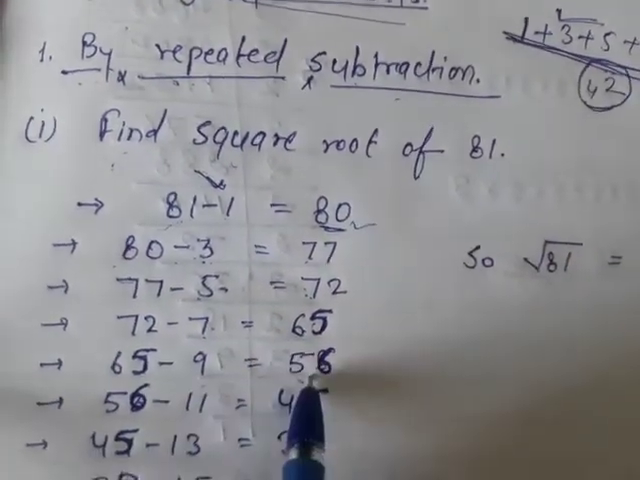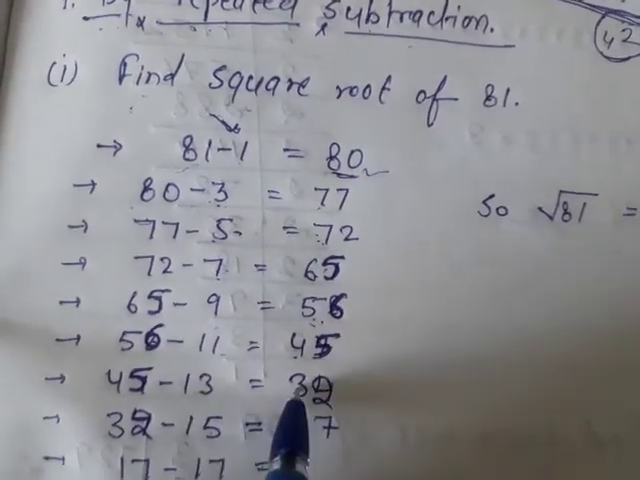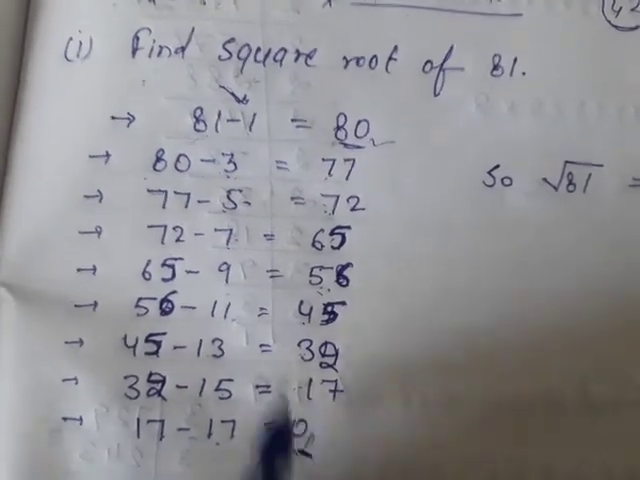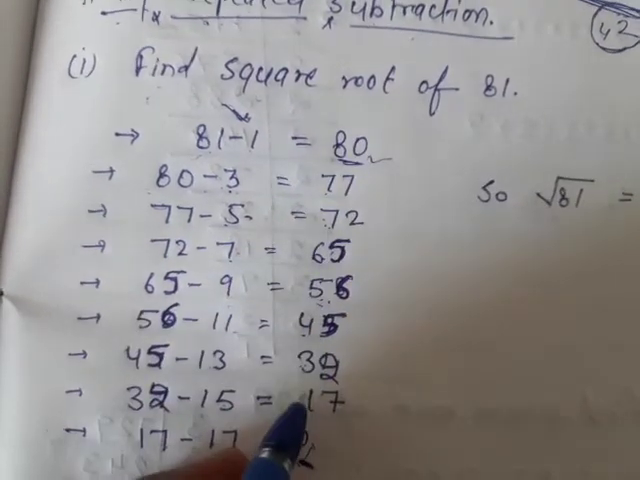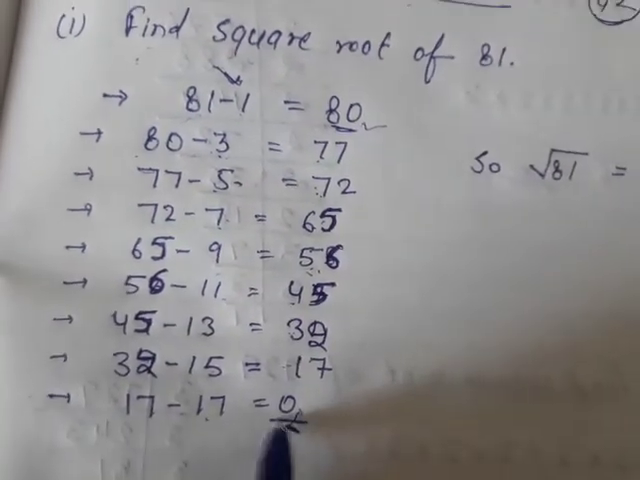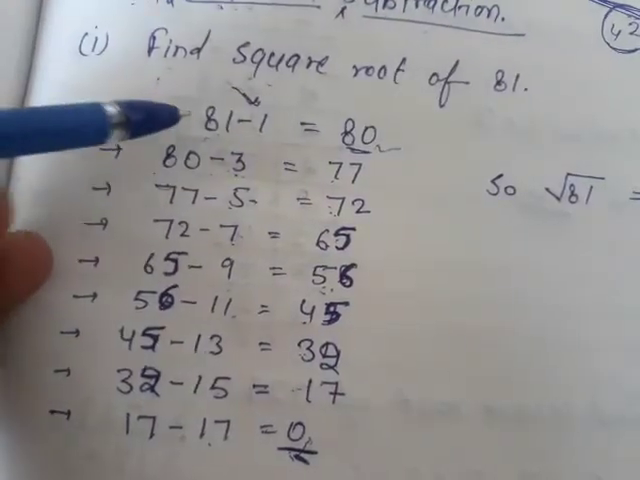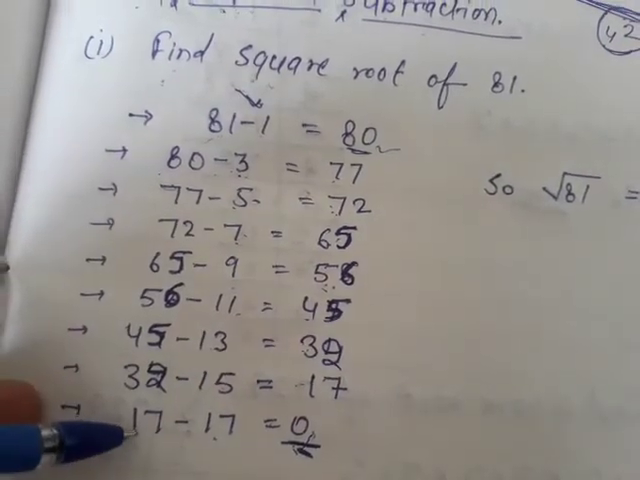65 minus 9 is 56. 56 minus 11 is 45. 45 minus 13 is 32, and 32 minus 15 is 17. 17 minus 17 is 0. So we subtract consecutive odd numbers from the result till we get 0. Now we get 0. How many steps did we use? 1, 2, 3, 4, 5, 6, 7, 8, 9 steps are there.